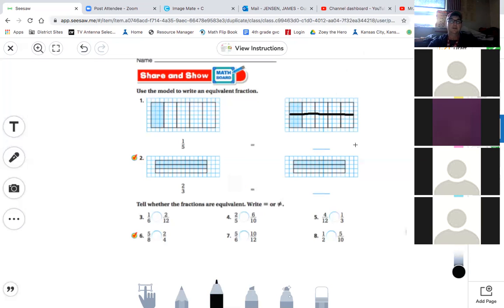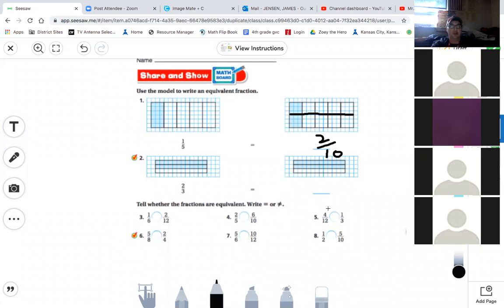All right. So Hallie, how many parts are there now? 10. And how many are shaded in? 2. What equivalent fraction did we just make? 2/10, of course, because tenths. Very good. So you can say that 1/5 is equivalent to 2/10. Good. How about the second one?